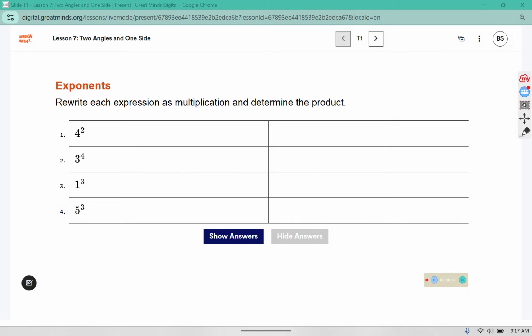Rewrite each expression as multiplication and determine the product. So we have 5 to the third power, which is 5 times 5 times 5. And the product, well, 5 times 5 is 25. And 25 times 5 is 125.